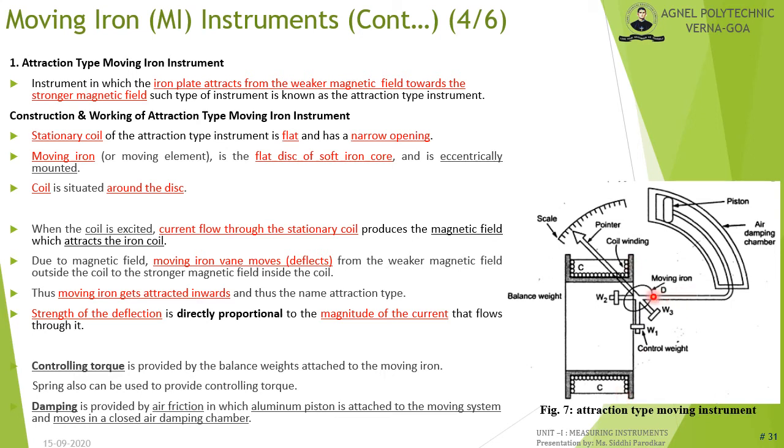Due to the magnetic field, the moving iron vane deflects from the weaker magnetic field outside the coil to the stronger magnetic field inside the coil. Thus, the moving iron gets attracted inwards and thus the name attraction type. The deflection is directly proportional to the magnitude of the current that flows through it. The controlling torque is provided by the balance weights attached to the moving iron. The springs also can be used for providing the controlling torque. Damping is provided by air friction, in which an aluminium piston is attached to the moving system and it moves in a closed air damping chamber.